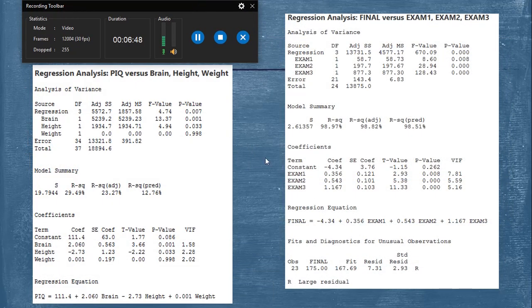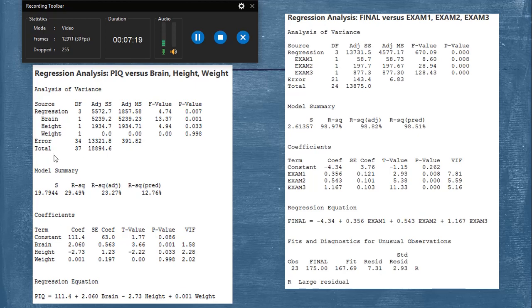What I have here are a couple Minitab outputs. And just to show you, we're going to build our own ANOVA tables and our coefficient tables. But in this first example on the left, they're looking at PIQ. That's going to be the response variable. And the three individual variables that are part of the model are brain, height, and weight. Now, we don't know what any of this means. This could be on humans. It could be on animals.